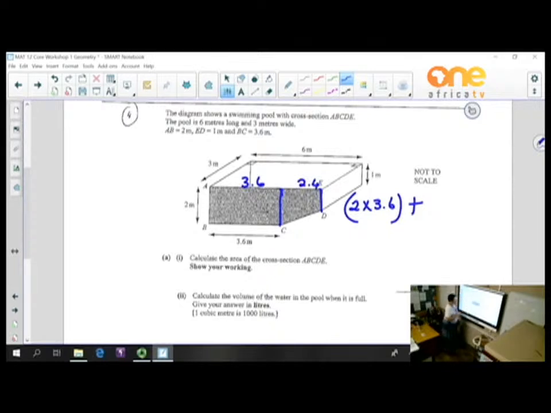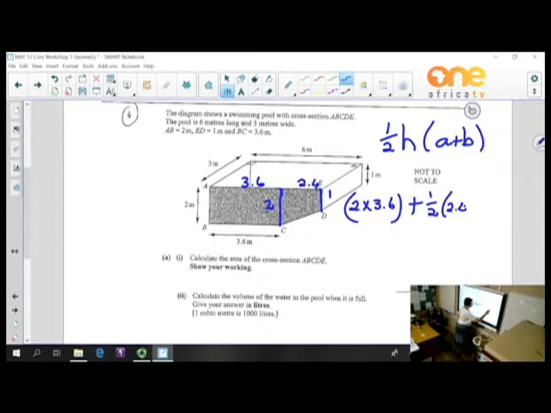So this is also 2 meters there, and this one is 1 meter. There we can see it's 1, and this one is 2. So this is a trapezium. The formula for a trapezium is half height times (A plus B). So this is going to be a half of the height, which is 2.4, times A plus B, your two parallel lines, which is 2 plus 1. That's how you calculate that one. So the total area is 10.8. 10.8. This one is 6.